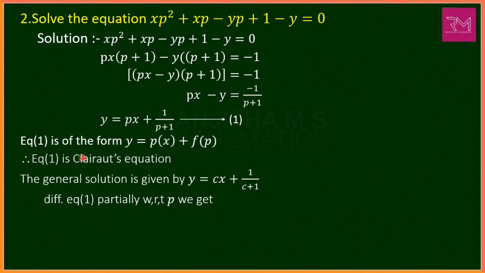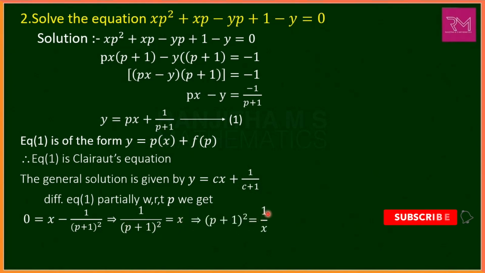We get, on the left hand side, 0, which is equal to x, which is constant, taken as it is, into the differentiation of p, which is 1, plus the differentiation of 1 by p plus 1. This is of the form 1 by x, so the differentiation of 1 by x is minus 1 by x square. In a similar way, the differentiation of 1 by p plus 1 is minus 1 by p plus 1 whole square. Next step, take this value to the left hand side, we get 1 by p plus 1 whole square, which is equal to x. Take x to the denominator, we get p plus 1 whole square, which is equal to 1 by x.